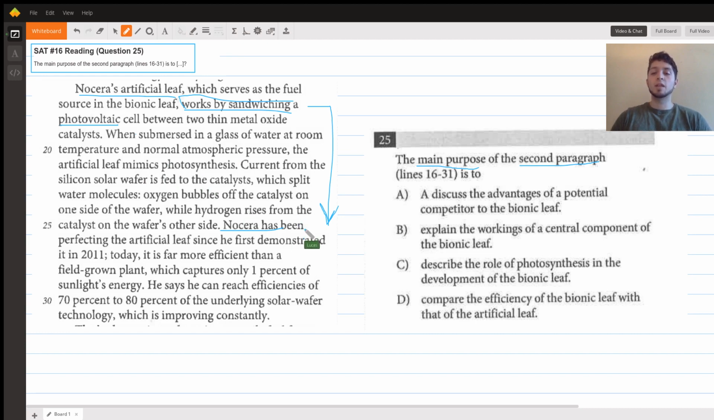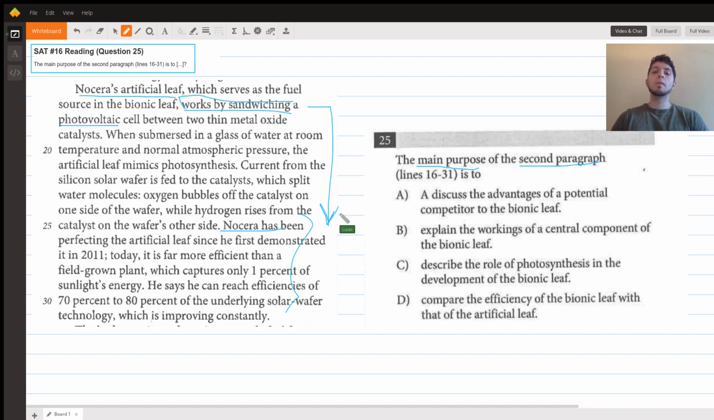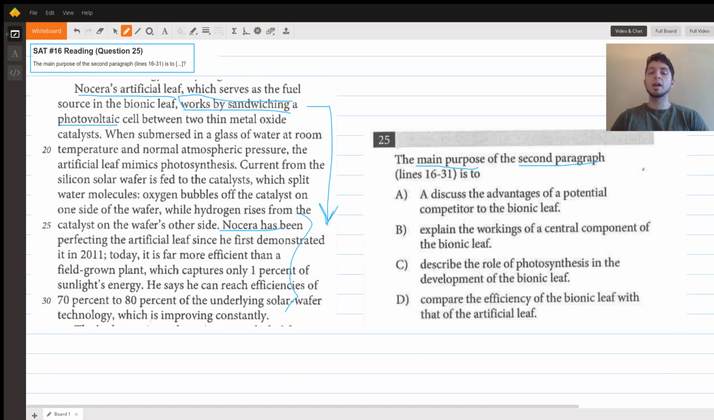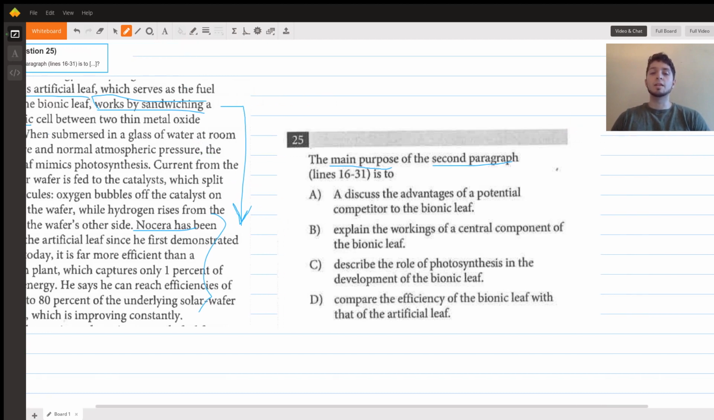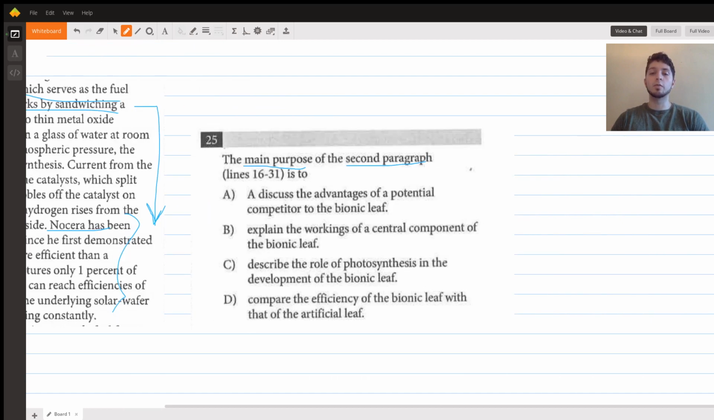Then we have a couple sentences at the end, which talk more generally about the efficiencies he's trying to achieve, the efficiencies he has already attained, and how long he's been working on the leaf. So in my mind, I would ask, okay, what's the point of this? It seems to be pretty much just explaining how the artificial leaf works, and then has a couple little points about the efficiencies, etc. So we're probably going to look for an answer choice that will tell us that the purpose of the second paragraph is to tell us more about how this artificial leaf works.